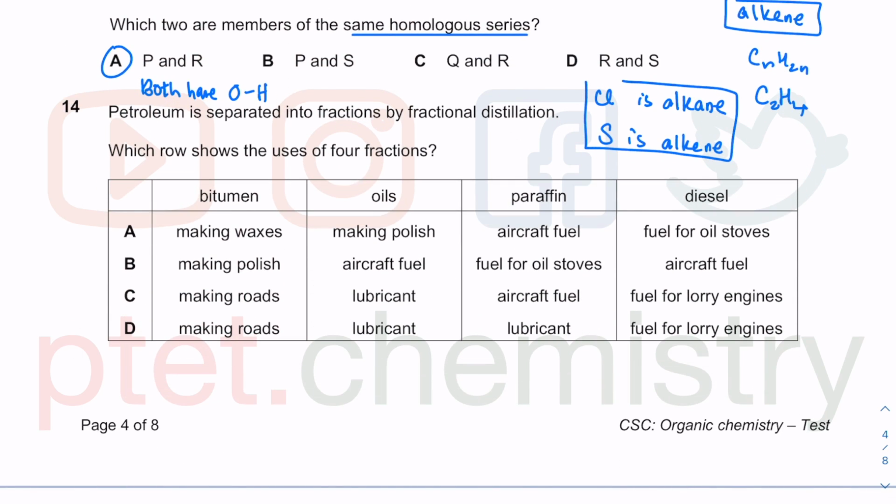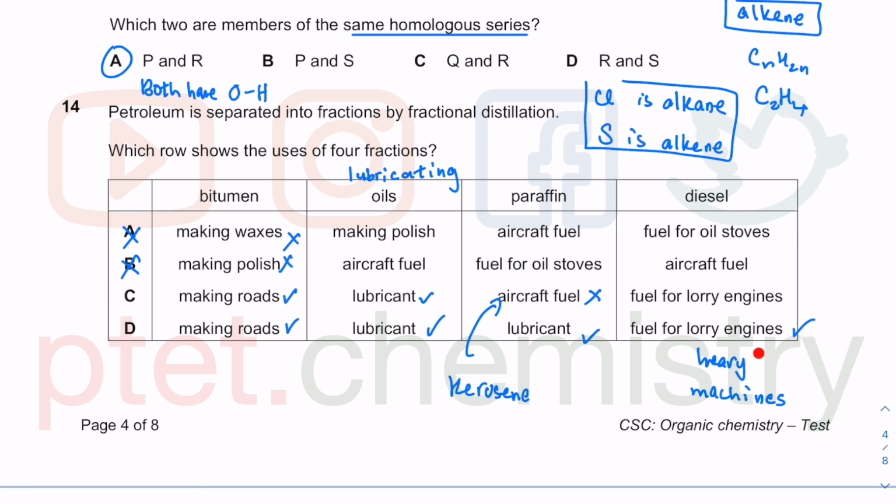Number 14. We have fractional distillation to separate crude oil, petroleum, into different fractions. What are the uses of the 4 fractions? Bitumen is used to make roads. That one is very clear, so A and B are out. One of the fractions is called lubricating oils, so that is definitely used as lubricant. Paraffin is not used as aircraft fuel. You're looking for kerosene for aircraft fuel. Diesel is used for heavy machinery and heavier vehicles, so lorries and trucks mainly use diesel. So D is the obvious answer there.